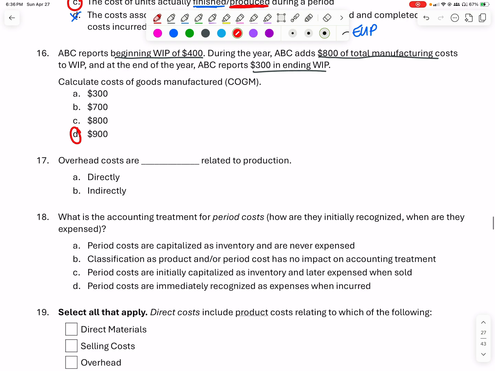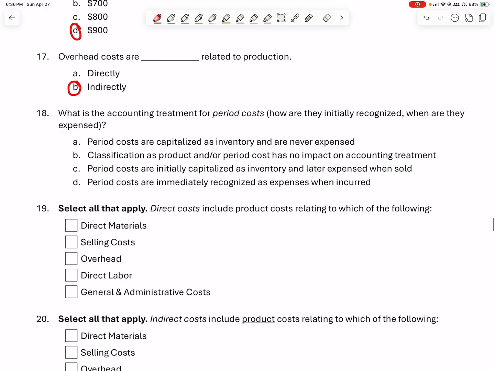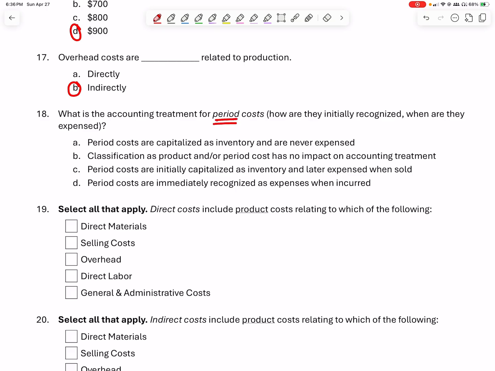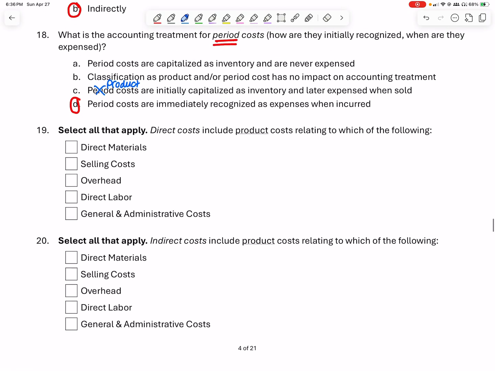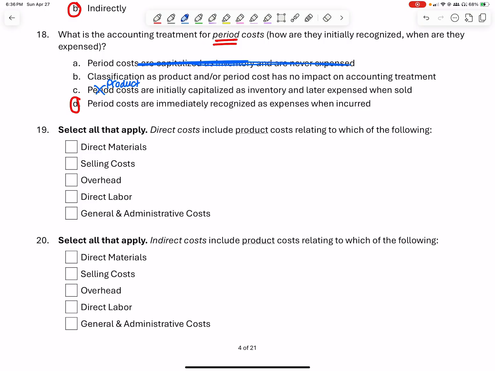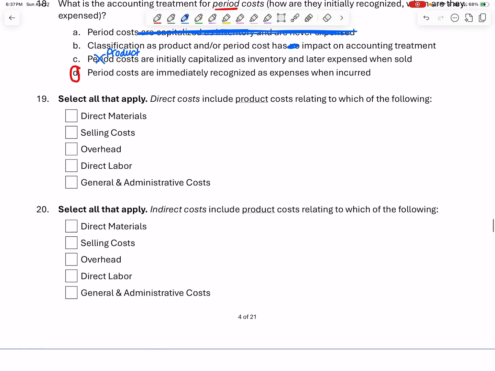Remember, you are given that chart, even on the exam. So go see that when you have an inventory calculation. Overhead costs are product costs, but they are indirect product costs. Direct materials and direct labor are direct product costs. How do I treat period cost? Period cost would be expensed immediately as incurred. So right here, where they're first capitalized as inventory, that is talking about product cost. And period costs are never capitalized as inventory, and they are expensed immediately. Period and product costs are kind of definitionally related to accounting treatment and differences in accounting treatment.